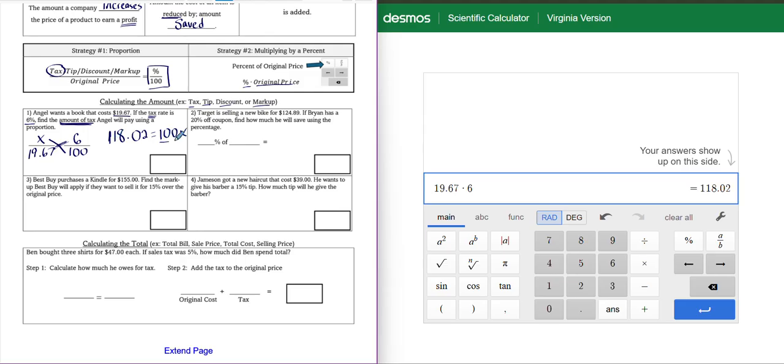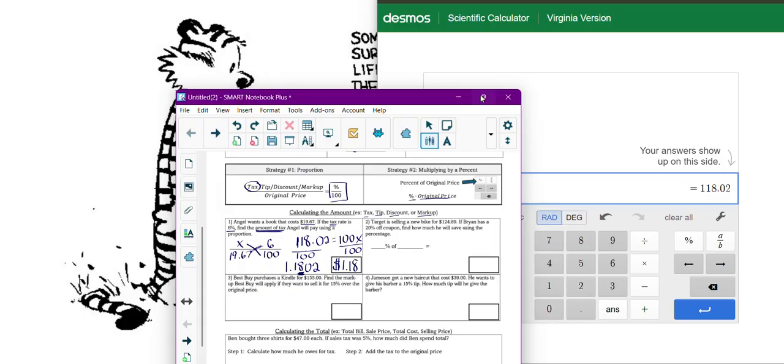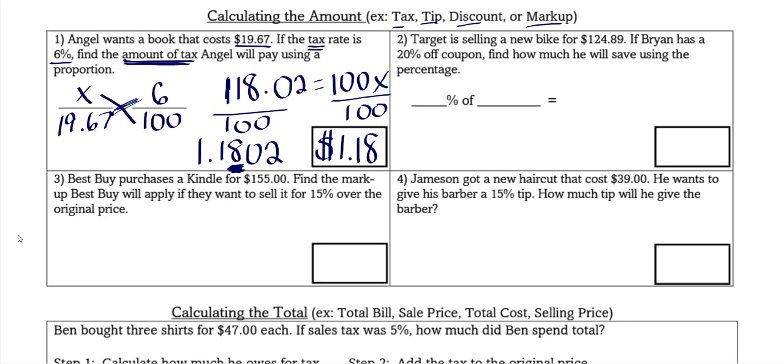Our last step is dividing by 100. Divide on both sides by 100 and find out that the tax is 1.1802. We're talking about money, so we're always going to round to the hundredths place. We're leaving that at the hundredths, which is the second number after the decimal. So Angel will have to pay $1.18 in tax. So that is strategy number 1, where you set up a proportion, cross multiply, and solve for your variable.